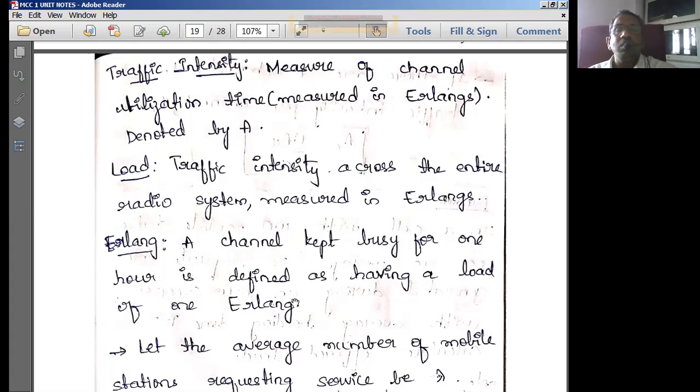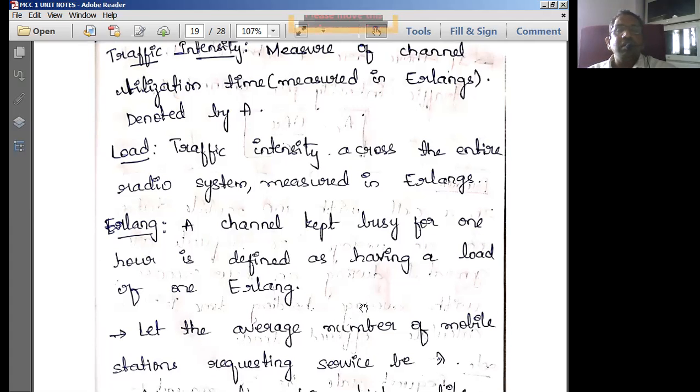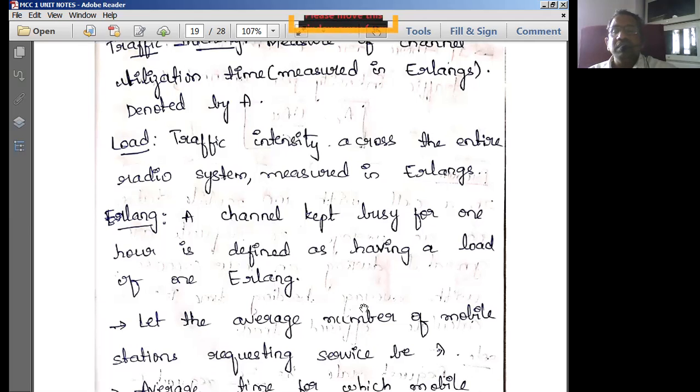So the next one is load. Traffic intensity across the entire radio system, measured in erlangs, is known as the load. That means there is a load on the system. Load on the system means what? At a particular duration of time, you want to find out how many users are connected to the radio system. Therefore, that particular thing I simply call the load. So traffic intensity across the entire radio system is known as the load on the system.